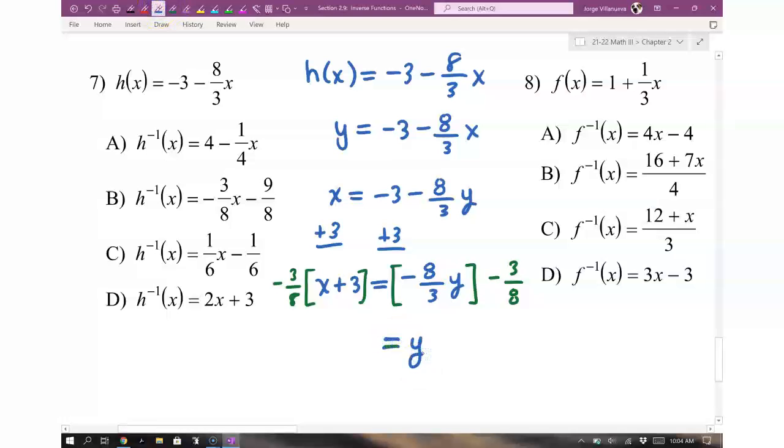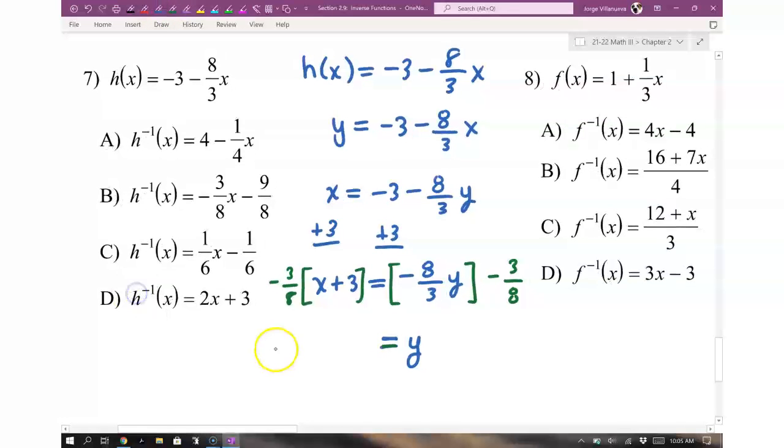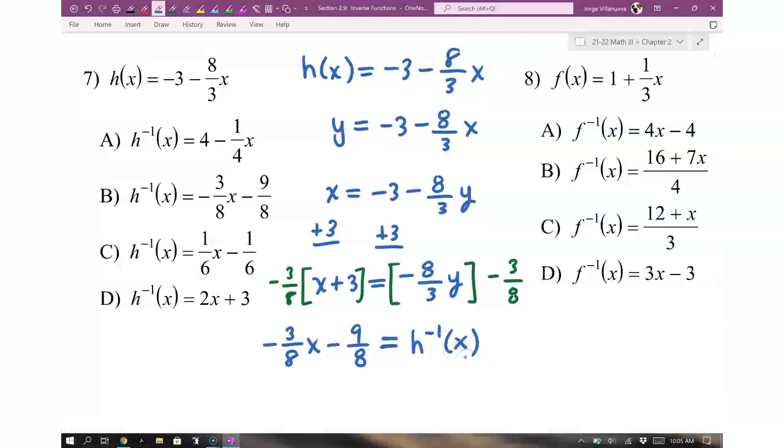On the other side, I have to distribute. Negative 3/8 times x is a negative 3/8 x minus 3/8 times 3, that's a 9/8. And remember, that y value is supposed to be the inverse. So this is an h of x, so we're going to call it h inverse of x. So what's my answer? I think someone said it. Say it louder. What's my answer for this one? B, right? So there you go. So I'll stop right there so you guys can kind of work on this.